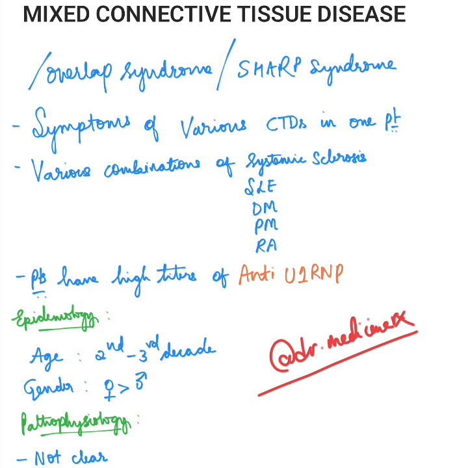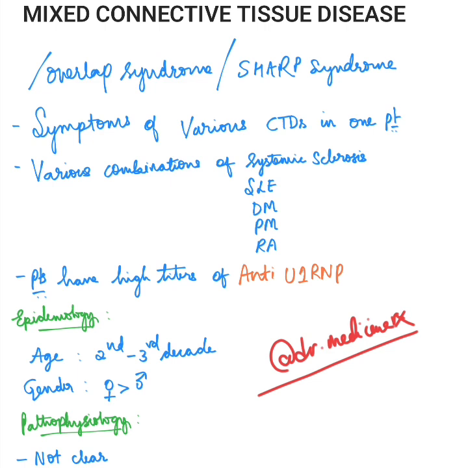Mixed connective tissue disease is also called overlap syndrome or Sharp syndrome, and this is a condition that is characterized by the occurrence of symptoms of various connective tissue diseases in a single patient. As a result of this, various combinations of CTDs occur, and the CTDs that are commonly seen include systemic sclerosis, SLE, dermatomyositis, polymyositis, and rheumatoid arthritis.